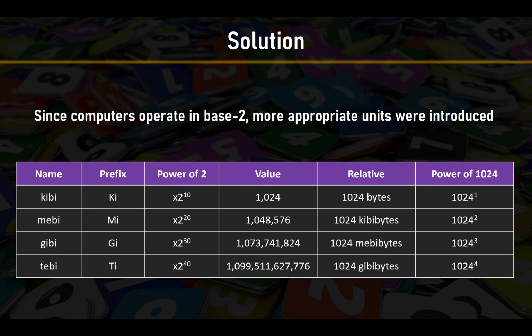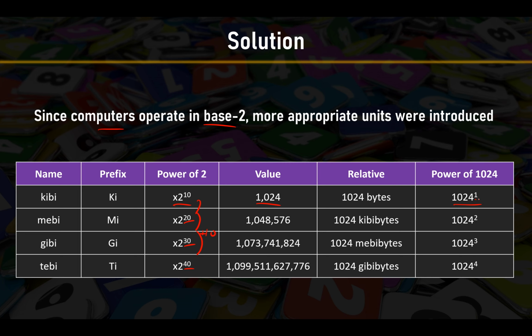If we look at base 2, because everything computers operate in is base 2, then the following units were also introduced. Here we have Kibi, which is 2 to the power of 10, which was the value 1024. We can also write that as 1024 to the power of 1. Then Mebi is 2 to the 20, then 2 to the 30, 2 to the 40. So here it's just going up by 10 each time.